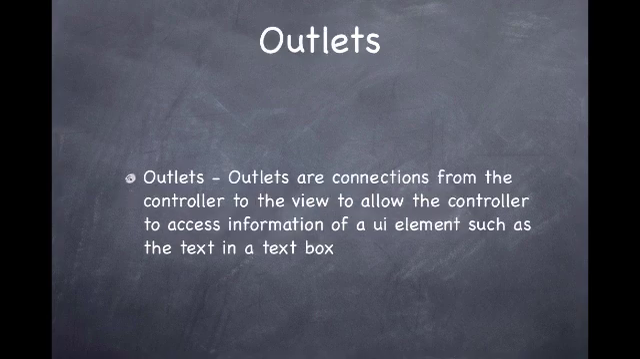Now, outlets are kind of the opposite way. They're connections between the controller and the view's UI element object. So say for example, we need to access the text in a text field. We'll need to create an outlet, or a communication link, between the controller and that text field so we can access the text within it and manipulate its data within the controller.